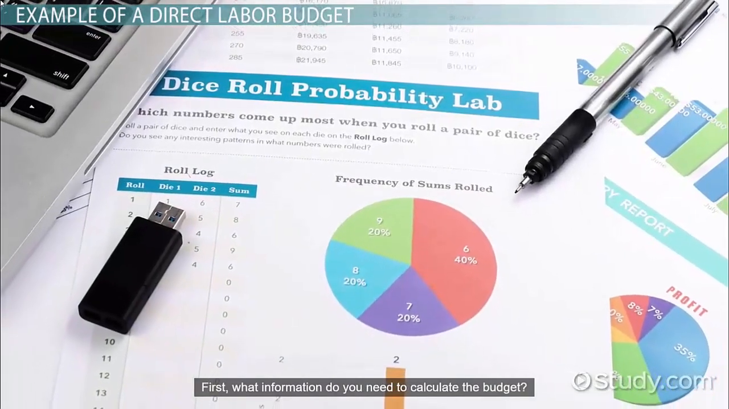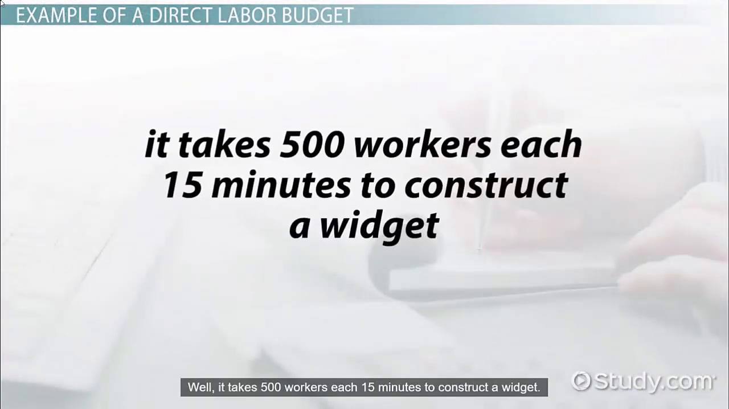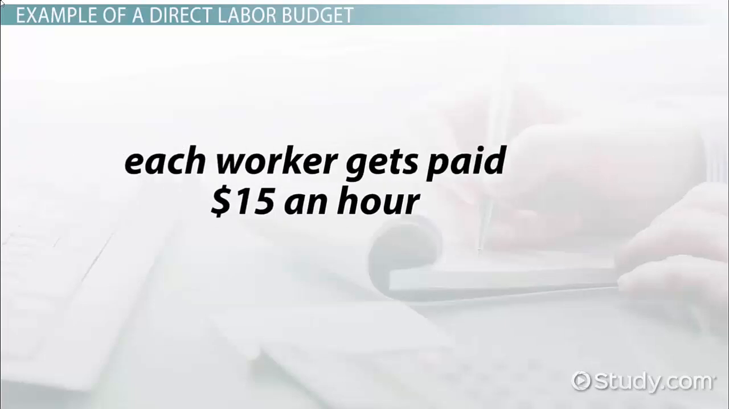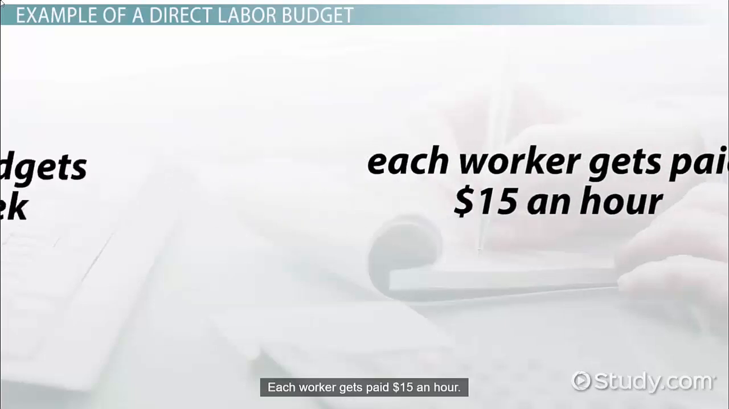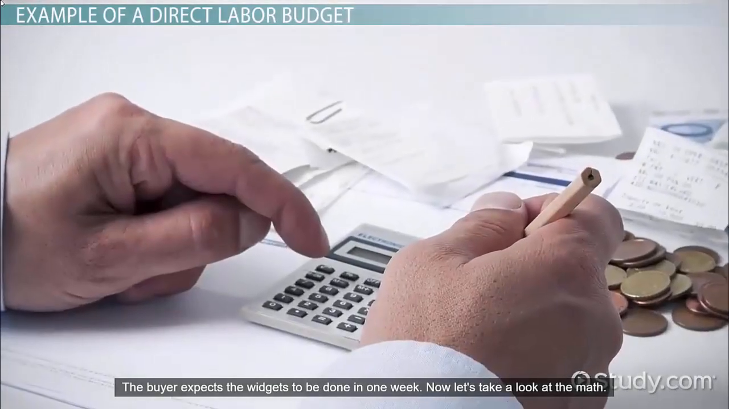First, what information do you need to calculate the budget? Well, it takes 500 workers each 15 minutes to construct a widget. Each worker gets paid $15 an hour. The buyer expects the widgets to be done in 1 week. Now let's take a look at the math.